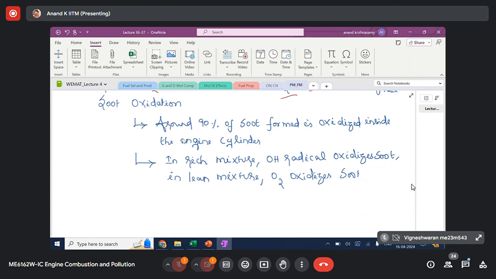Fortunately, most of the soot that is generated in a diesel engine gets oxidized in the cylinder itself. So there is something called soot oxidation. Around 90% of the total soot that is formed in the diesel engine is oxidized inside the cylinder itself. This is very fortunate to have. Otherwise, you can imagine the particle concentration in the surrounding ambience. What we get in the tailpipe is only the remaining 10%. That is what is let out into surrounding ambience from the diesel exhaust.